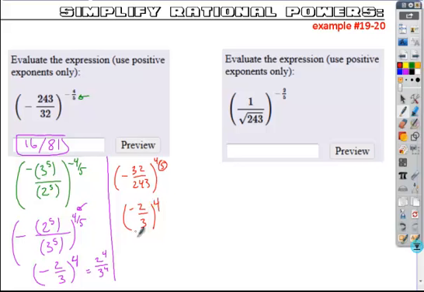Negative 2 to the 4th is 16, and 3 to the 4th is 81, and so I get the same answer doing it using that method.